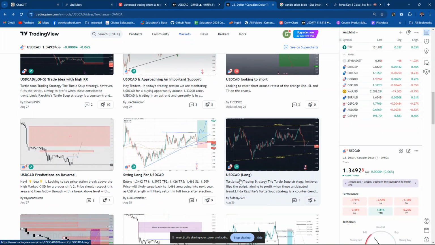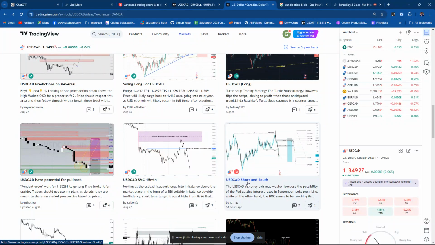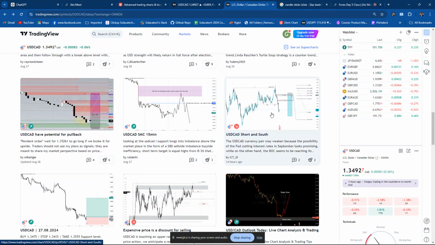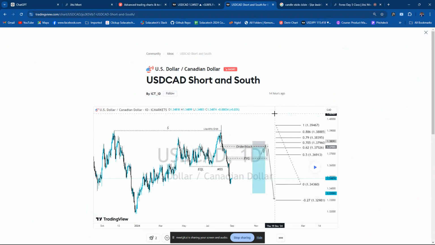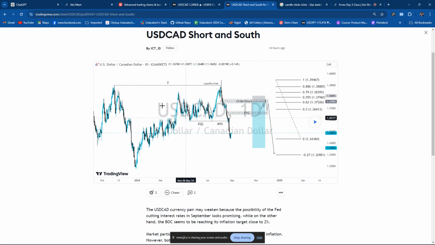29th, 29th. Okay, 29. This one, 14 hours ago. It's telling you go short. It's telling you to go short when the market reaches this point. Go short. This is 1 day analysis. That means it's telling you that the market will buy to this point. There's an order block here. It's an ICT term. He's using ICT. All of these are ICT terms.